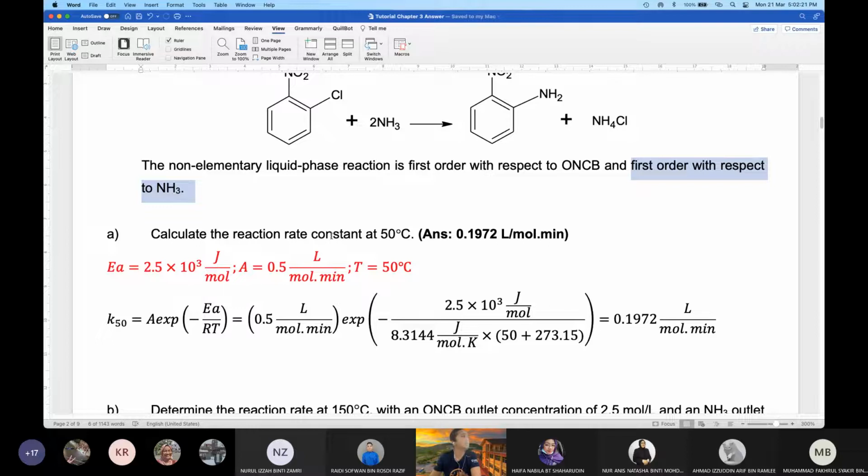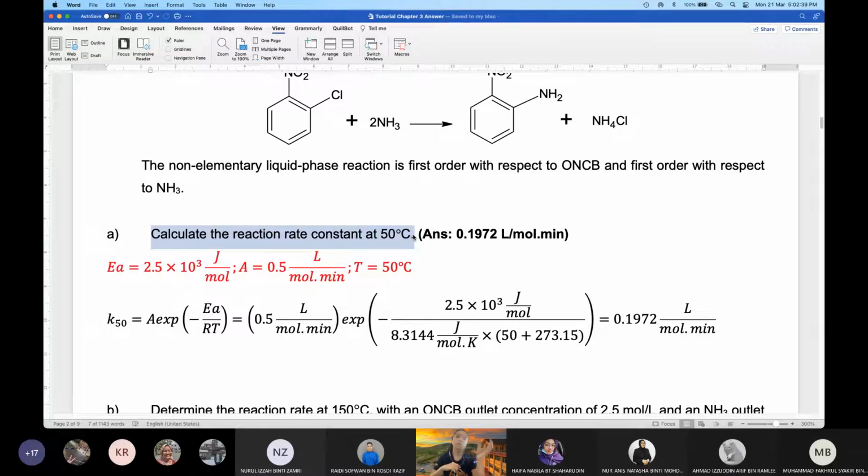Alright, so the first question is calculate the reaction rate constant at 50 Celsius. So last Wednesday, in chapter 3, we have learned about the Arrhenius equation. Okay, what is the Arrhenius equation? Arrhenius equation is used to calculate K.